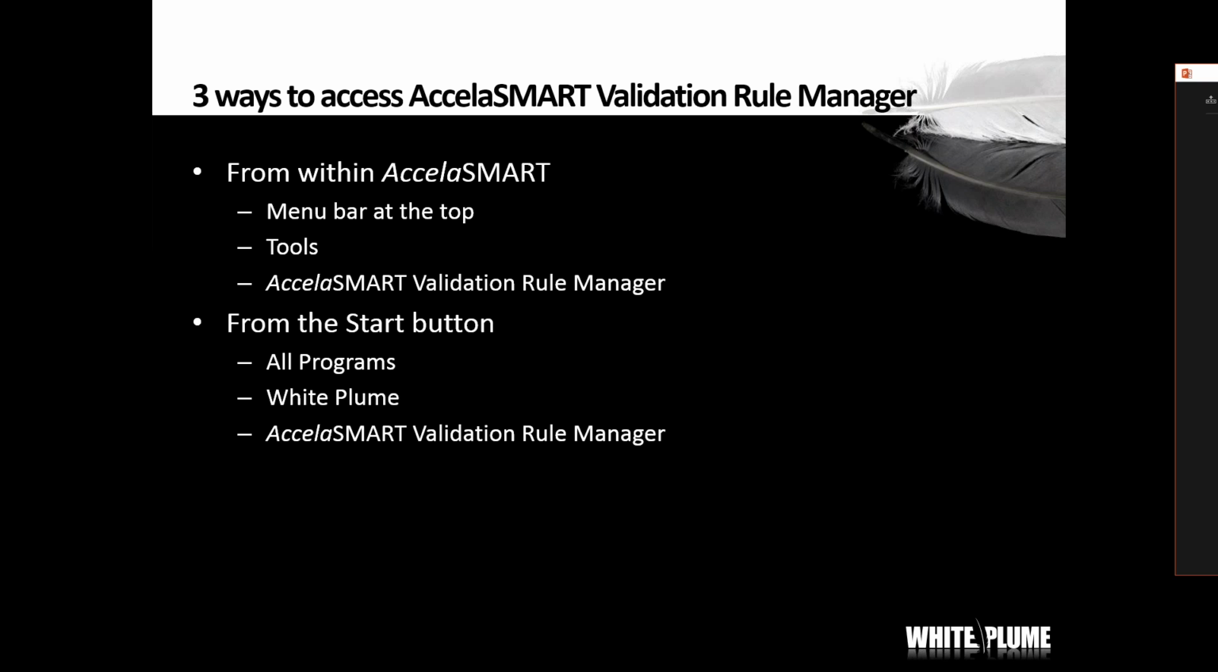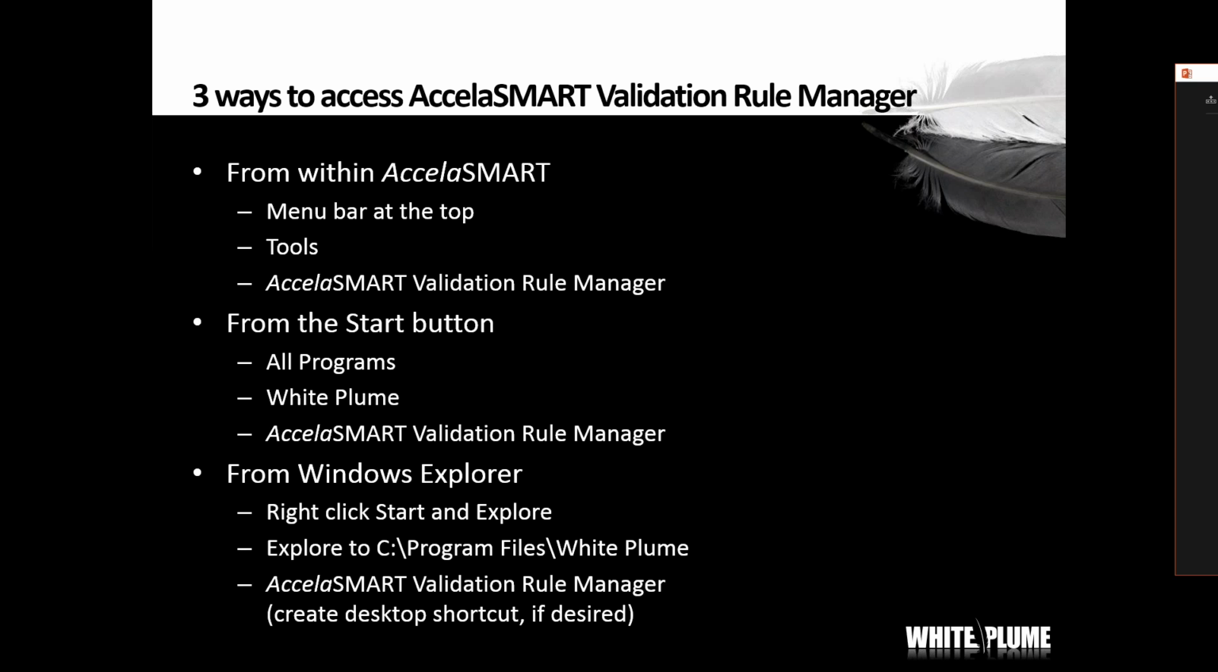Now you could also, depending on your operating system, go to Start, All Programs, White Plume, and then there's in that list of programs the AccelaSMART Validation Rule Manager. Or if you're somebody that navigates through your Windows Explorer, you right-click Start, Explore, go to the C Program Files, or depending on your operating system, it might be Program Files x86. Into the White Plume folder, and you'll see an executable for the AccelaSMART Validation Rule Manager. And if you're the kind that's going to use this super frequently, you might create a shortcut on your desktop so that you could get in and out of it for frequent rule maintenance.